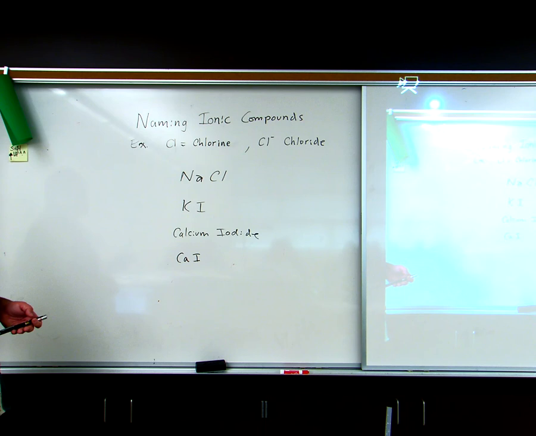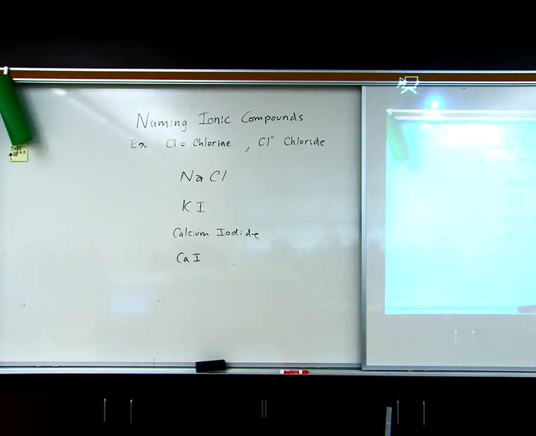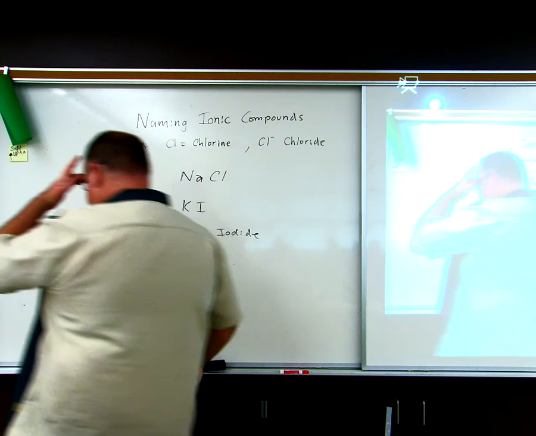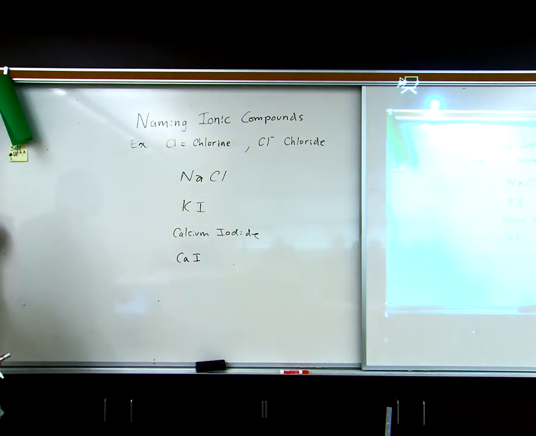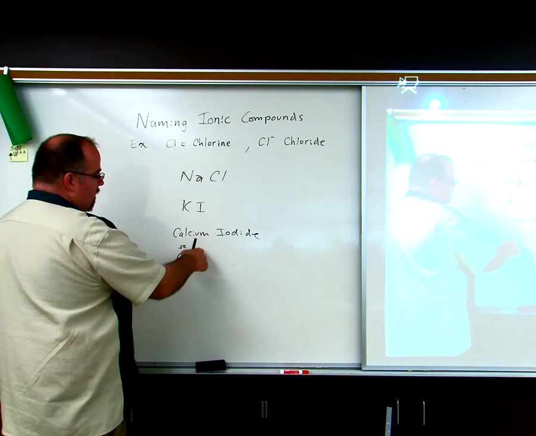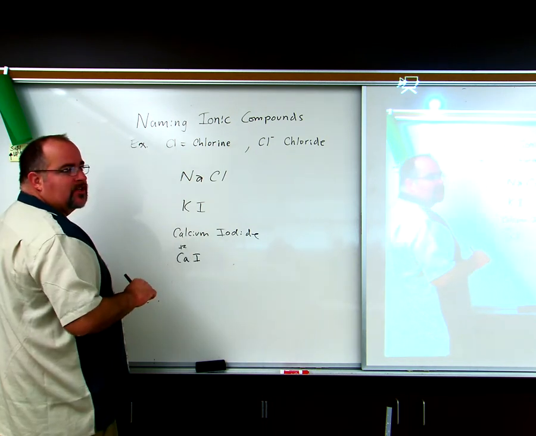How many iodines would it take to neutralize a calcium? How many valence electrons does calcium have? Two. Correct. How many electrons does iodine need to satisfy the octet rule? It has seven, so how many would it need? One. So how many iodines would it take to satisfy this calcium? Well, if calcium's plus two and iodine's negative one, how many iodines would you need?